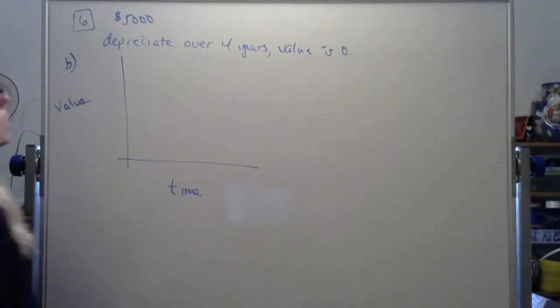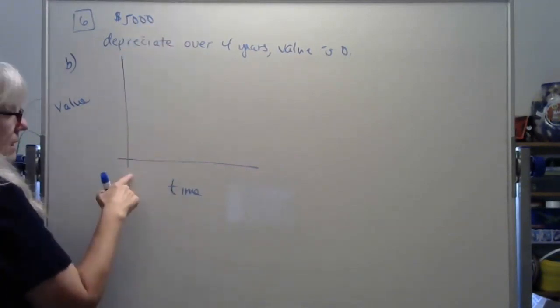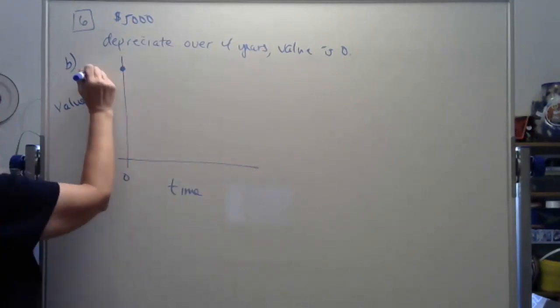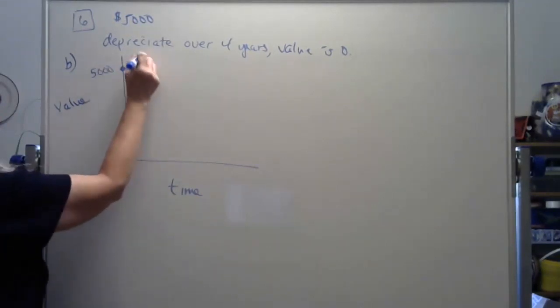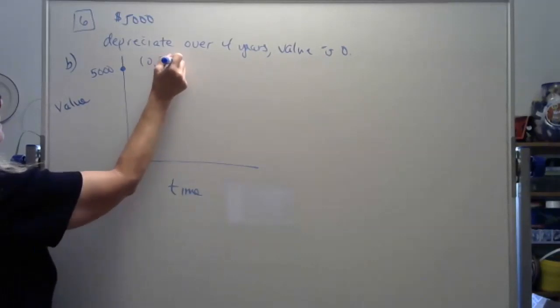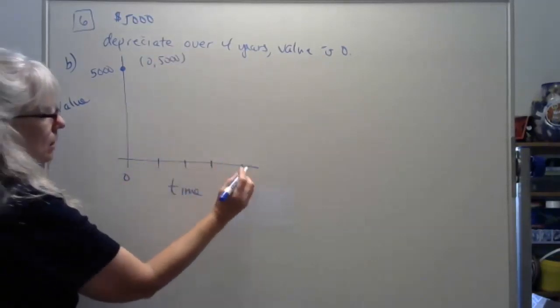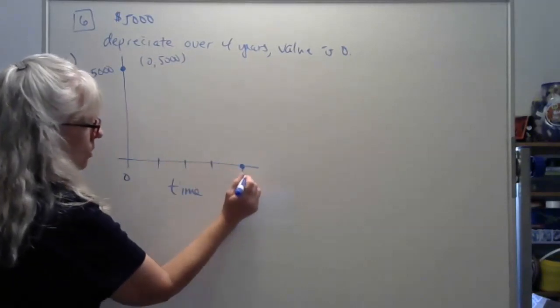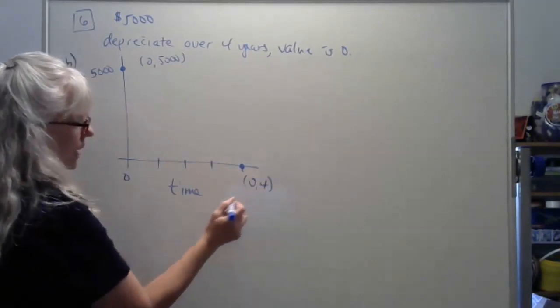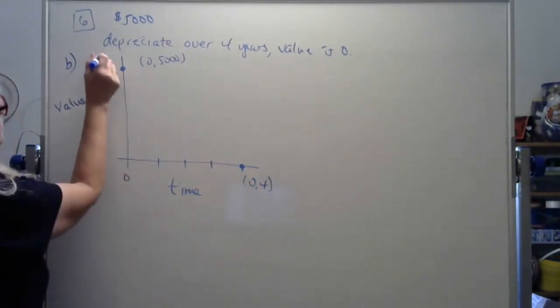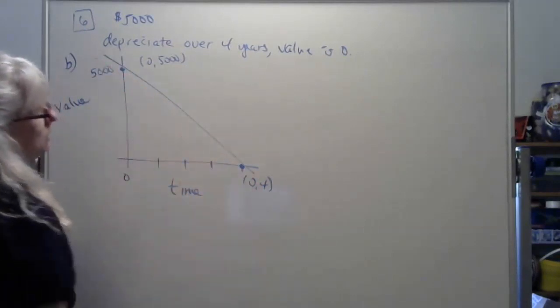Okay, well, what do we know? Well, we know that when we bought it at time 0, it was worth $5,000. So right up here, I'm going to have a point at 0, 5,000. I know that 4 years later, it's worth nothing. So over here, I'm going to have an x-intercept at 4, 0. It's worth nothing. And the graph is going to do something like that.